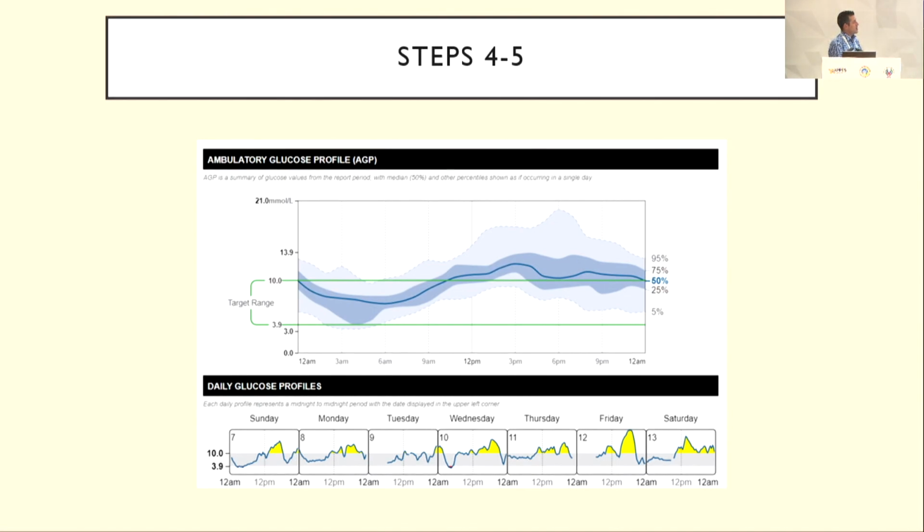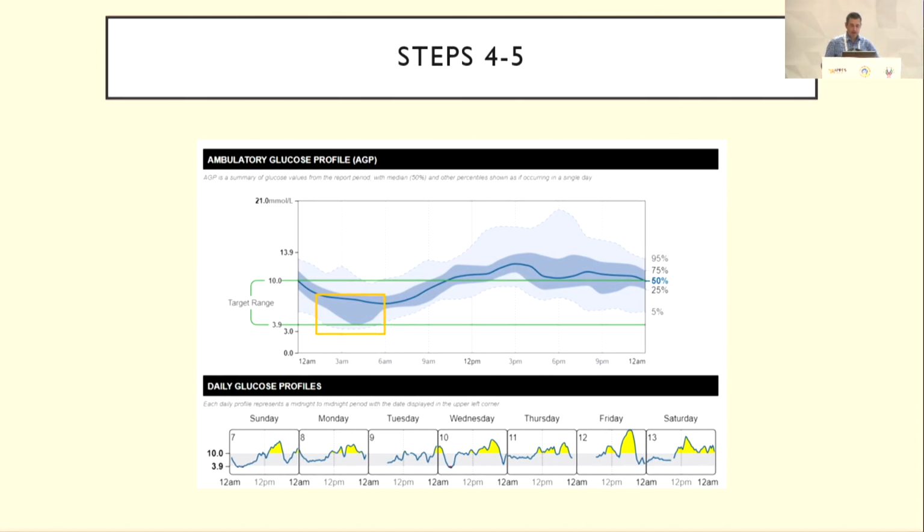The darker shading is between the 25th to 75th percentile, and then the lighter shading between the 5th to the 95th percentile. So you can see there, all of a sudden you've got the glucose levels all across the whole day. And the good thing is on the AGP, you'll also get a mini version of the daily profiles below it. And this is where you can see what's going on from day to day, and you can see what is working, what isn't working.